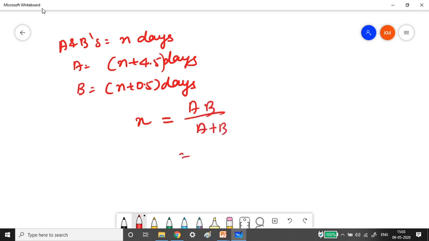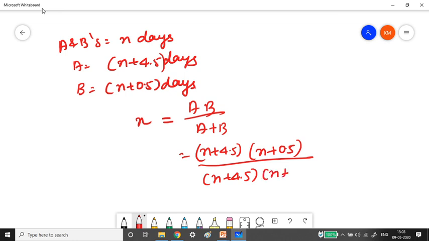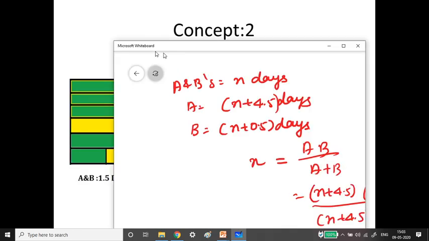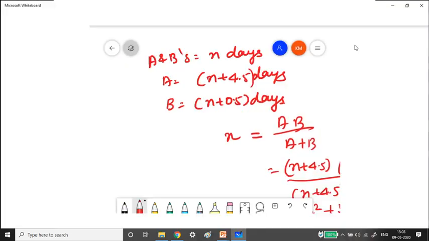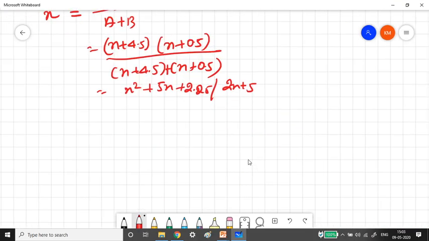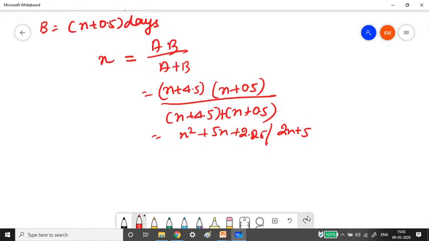Now substitute the values. So what is the value of A here? X plus 4.5, and X plus 0.5 for B, divided by X plus 4.5 plus X plus 0.5. Once you solve this, you will get X square plus 5X plus 2.25 divided by 2X plus 5. So this is the answer you will get. Now let us simplify it.